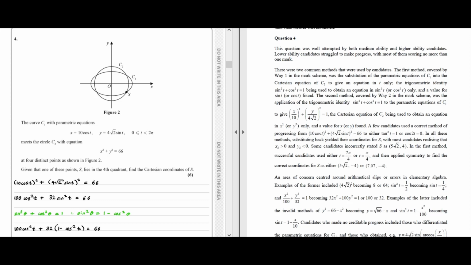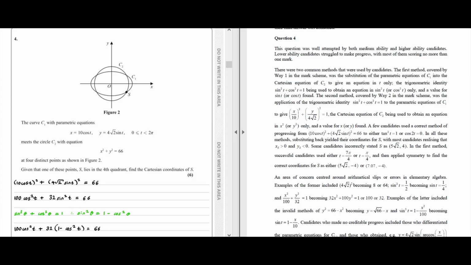The second method was the application of the identity shown to the parametric equation of C1, and that gave (x over 10) all squared plus (y over 4 root 2) all squared, the Cartesian equation of C2 being used to obtain an equation in x squared or y squared only, and then you found out x and y. There were other methods too, but at some point you were supposed to realise, because we're talking about the fourth quadrant, x must be greater than 0, but y must be less than 0. Some candidates incorrectly stated S as (5 root 2, 4).